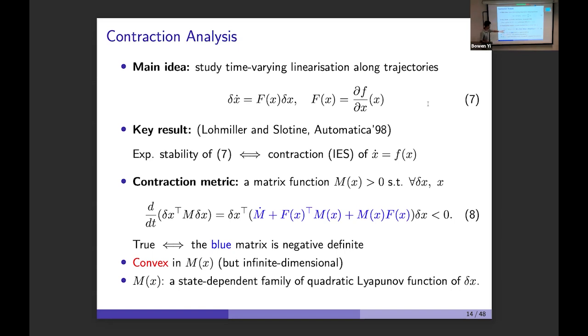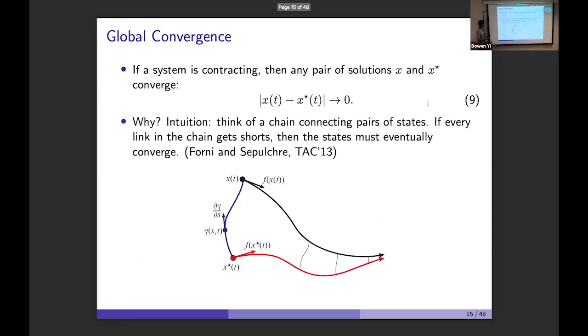And here the contraction metric is a state-dependent family of quadratic Lyapunov functions of delta x. So it depends on the system state. Another good property of the contraction analysis is that the condition is convex in the metric M(x), even though M(x) is infinite dimensional because we have some nonlinear function here. It provides a global convergence result.